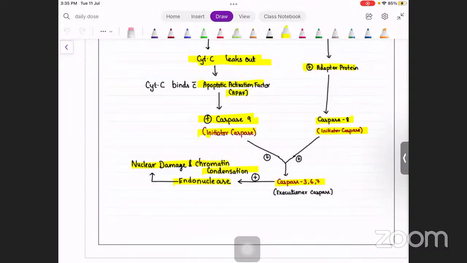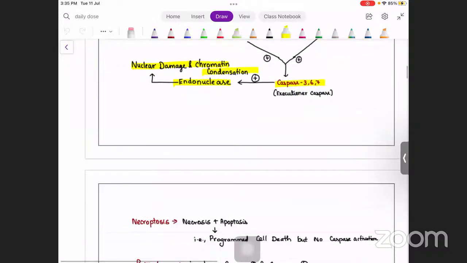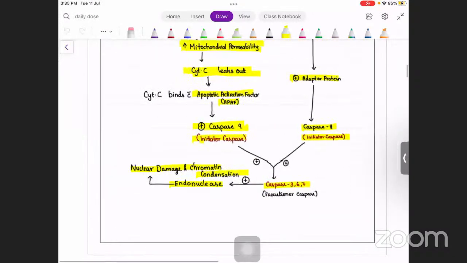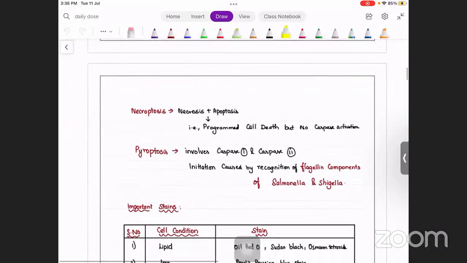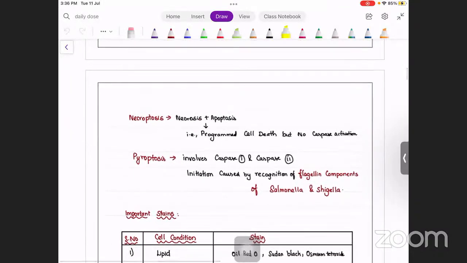And then you have an endonuclease leading to nuclear damage and chromatin condensation. So this is all about apoptosis. Then you have different types: necroptosis, necrosis plus apoptosis. Programmed cell death will be there, but there is no caspase activation.